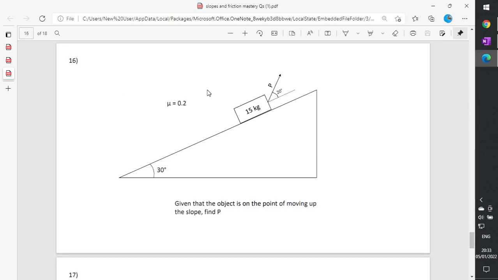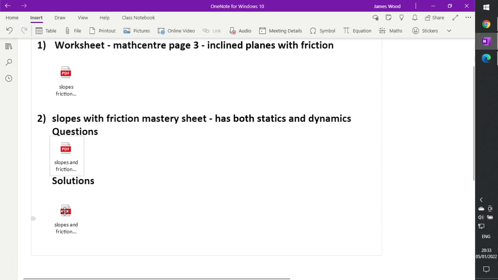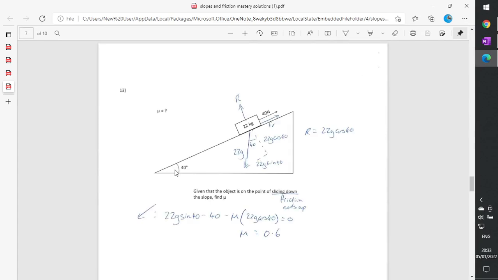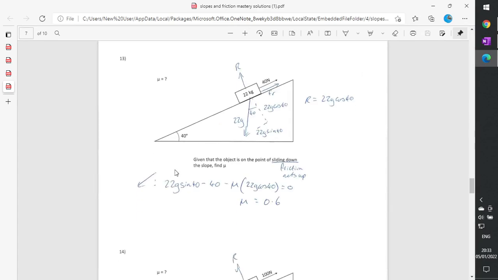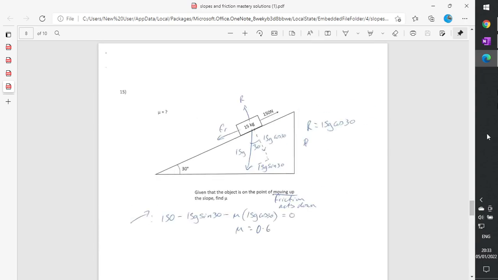Okay, but I've also given you, well, there's the answers at the end, but you've also got the worked solutions here as well with my handwriting solutions on. So please use those to help you if you get stuck. If you can do all of those, then you can pretty much handle anything that they will throw at you.